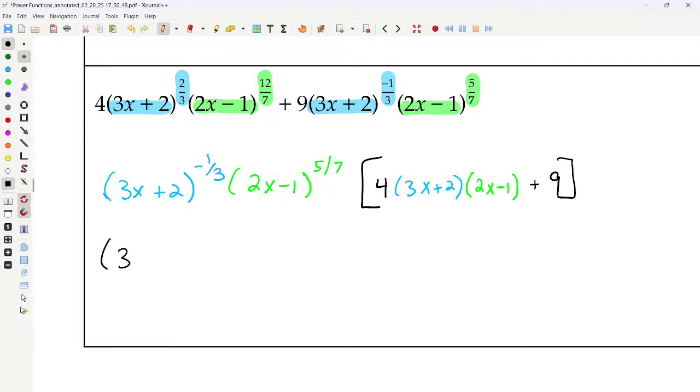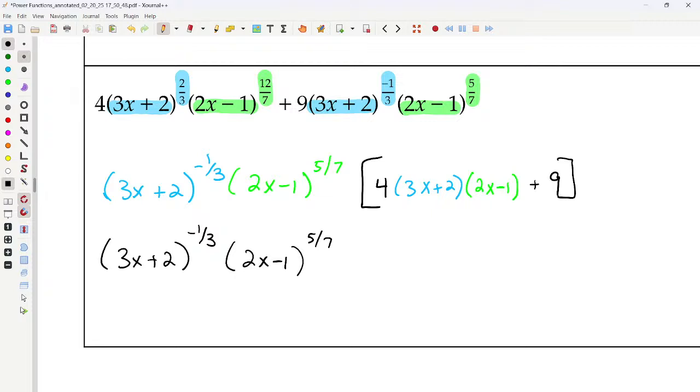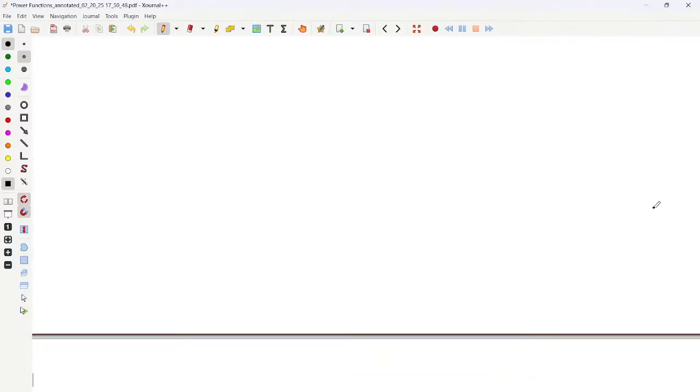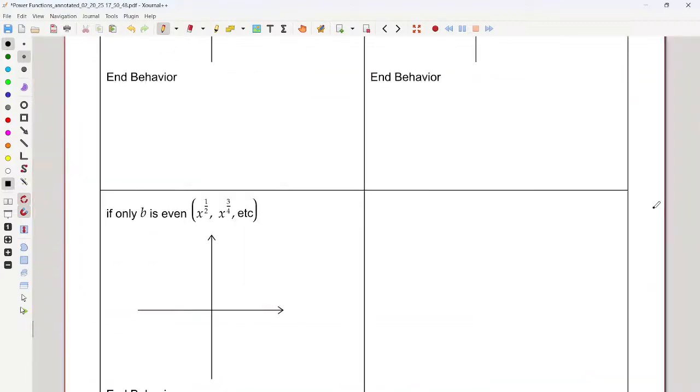Clean this up, bless you. 3x plus 2 to the negative 1/3, 2x minus 1 to the positive 5/7. Some algebra to do here. I'll distribute the 4. That's going to become 12x. And then 12x times, that's going to get messy, so let me just back up here. So I got 12x plus 8, which then needs to be FOILed into this guy. Okay, that's cool. Guess you can do that.